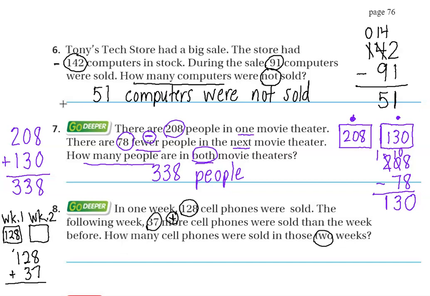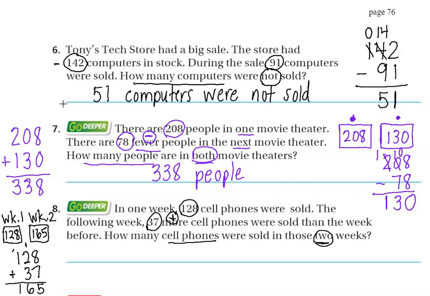Go ahead and pause the video and add. So if you said 165 for week 2, you are correct. And now most boys and girls, some boys and girls will say, oh, I'm finished. That's the answer, 165. But we have to figure out how many cell phones were sold in the 2 weeks.